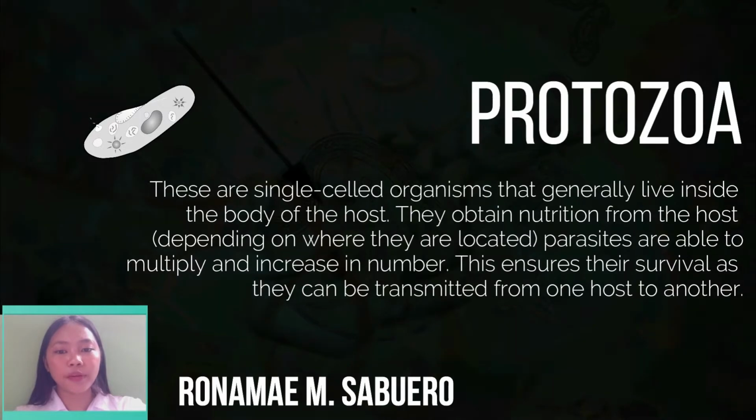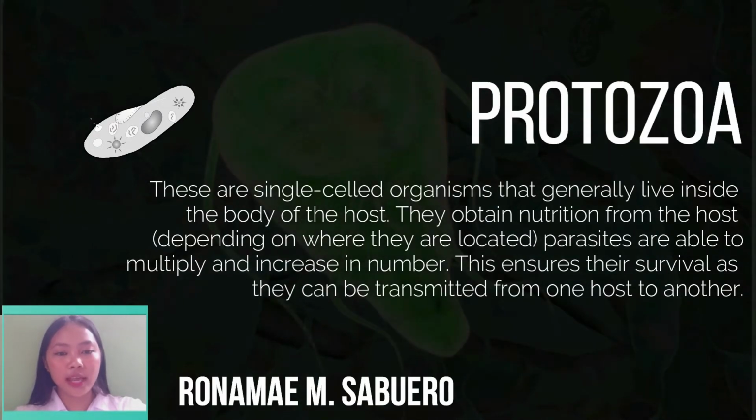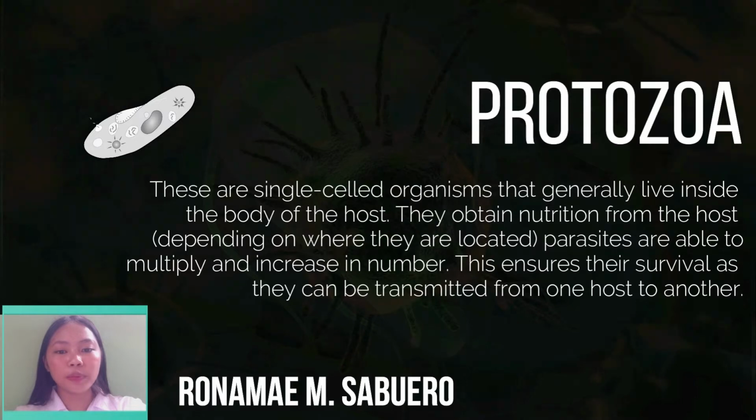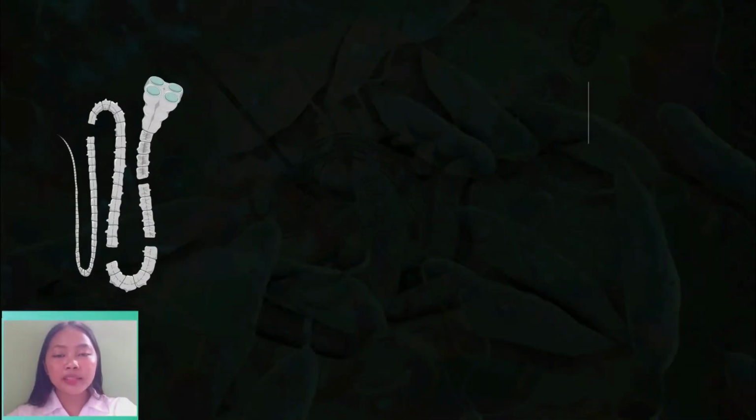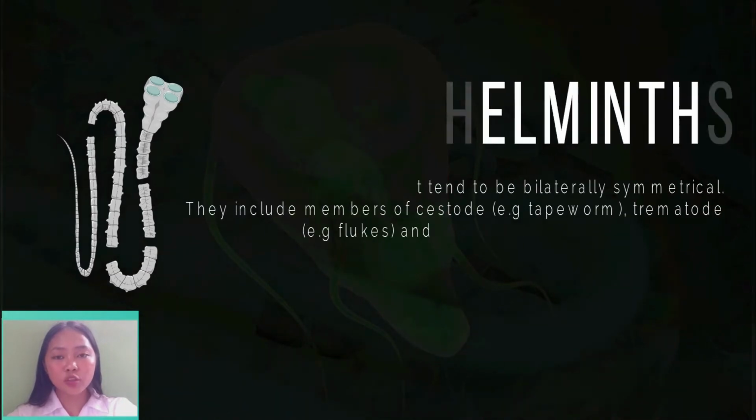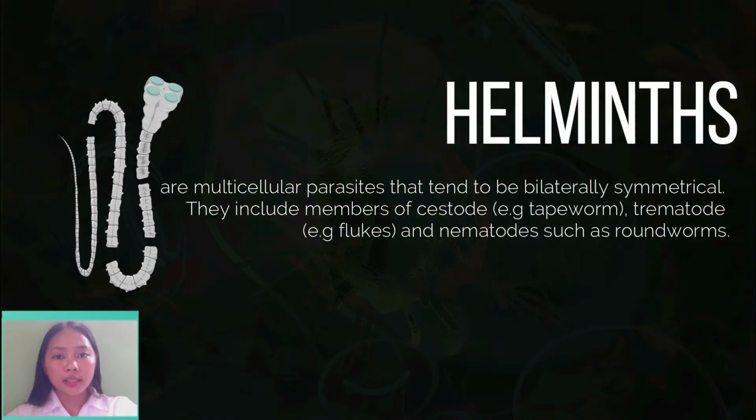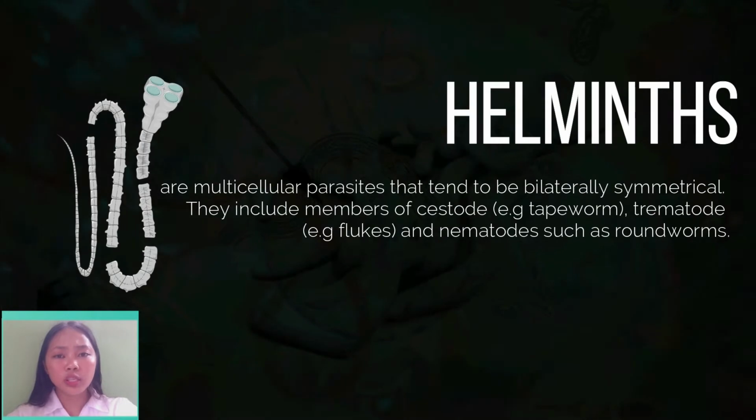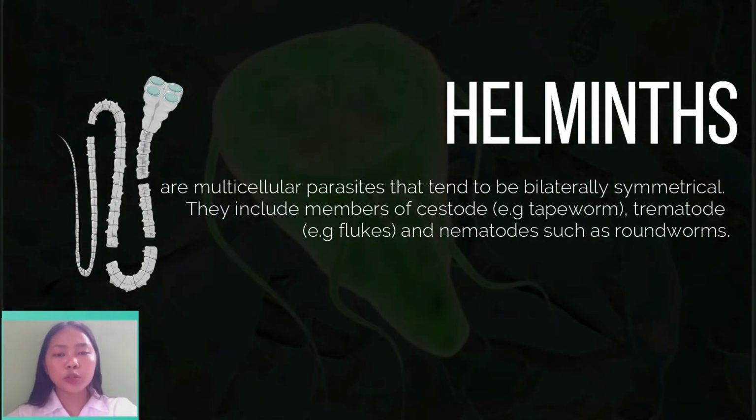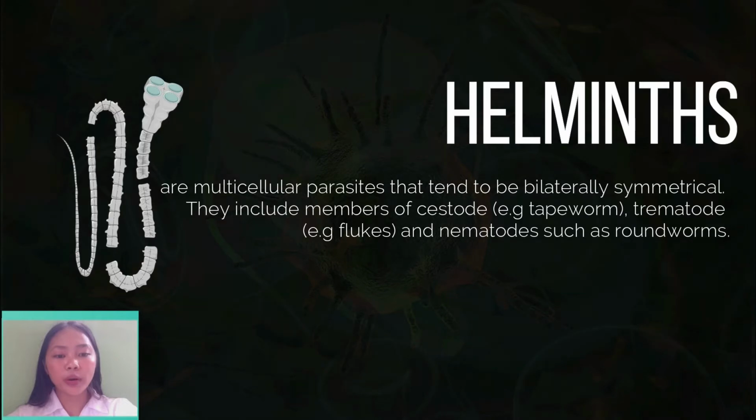They obtain nutrition from the host depending on where they are located. Parasites are able to multiply and increase in number. This ensures their survival as they can be transmitted from one host to another. Helminths are multicellular parasites that tend to be bilaterally symmetrical. They include the members of cestodes such as tapeworms, trematodes such as flukes, and nematodes such as roundworms. Like protozoa, however, helminths are endoparasites that are generally found in the gastrointestinal tract.